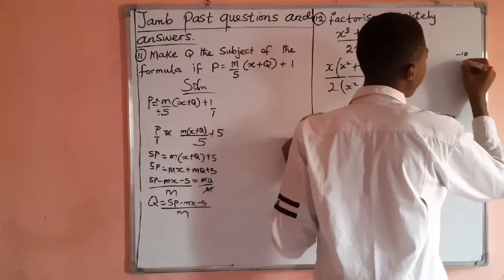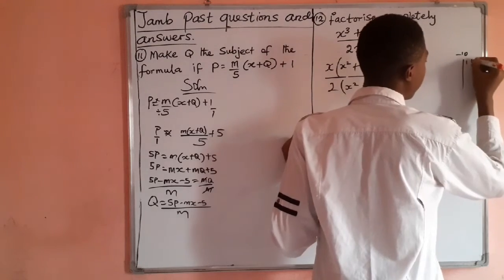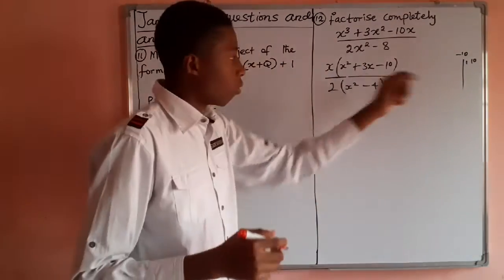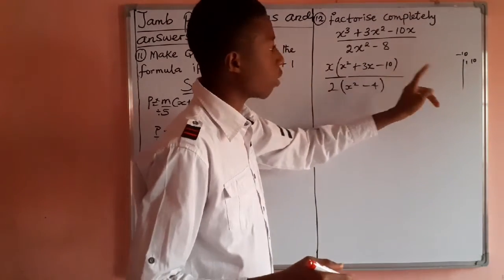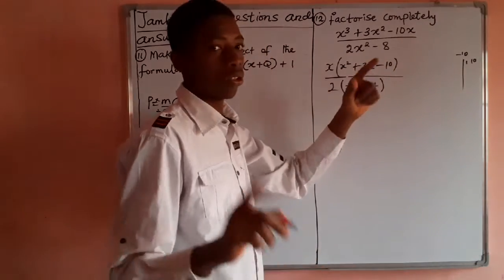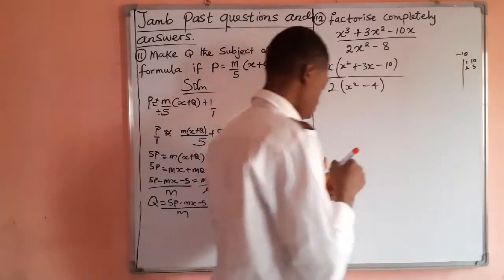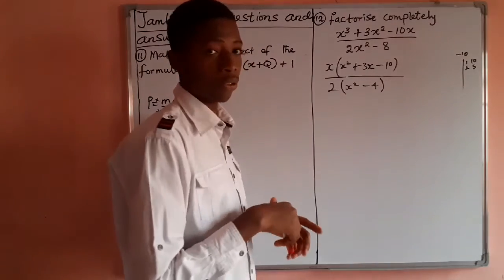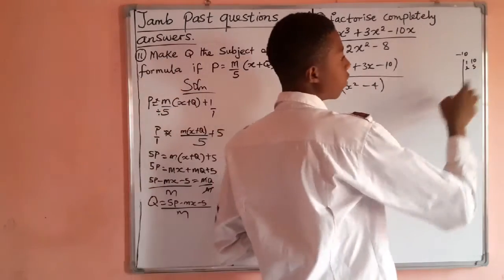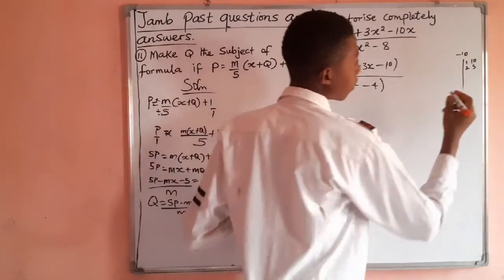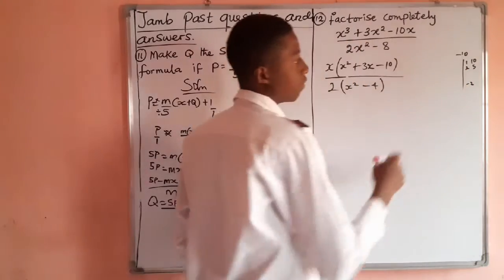Let's find our factors. 1 and 10. 1 times 10 will give you 10, but when you add them together, it will not give you 3. So you have to look for the next factors. 2 and 5. Alright, look at 2 and 5. 5 times 2 is 10.